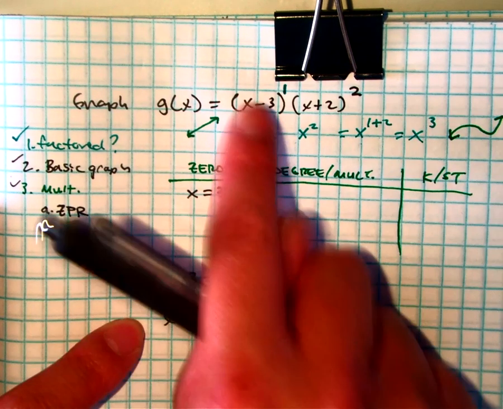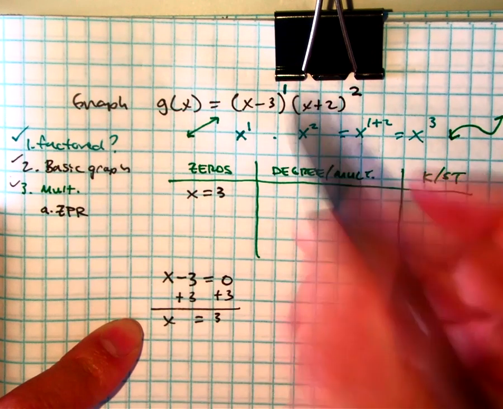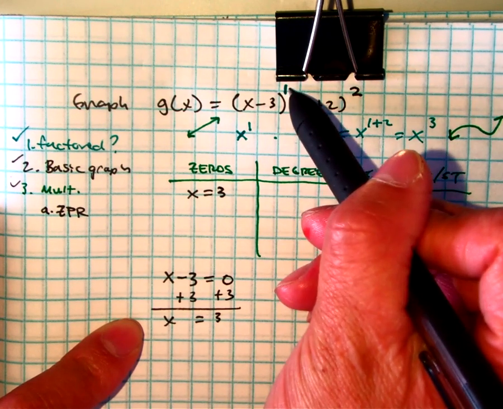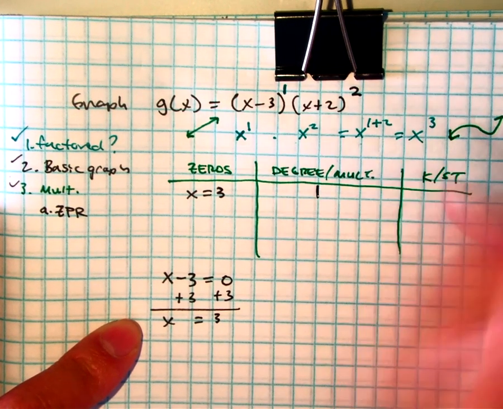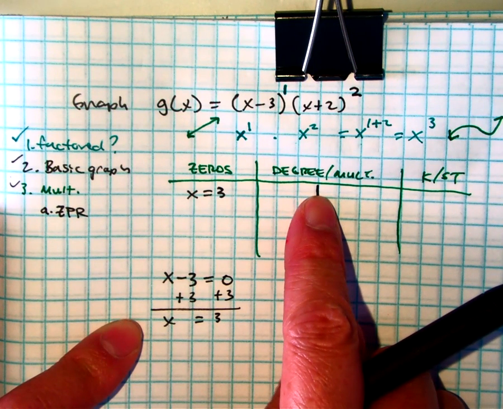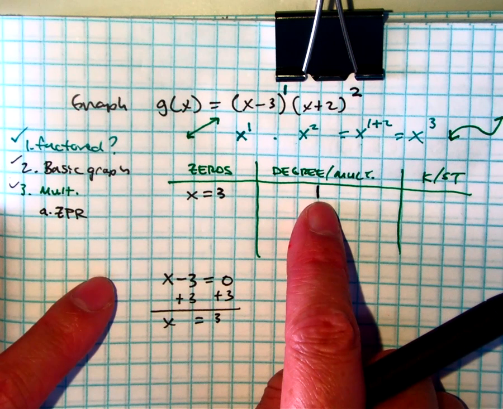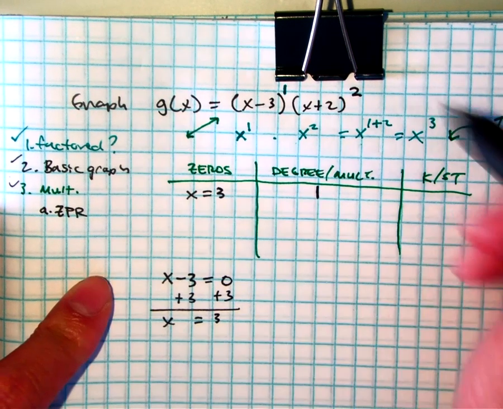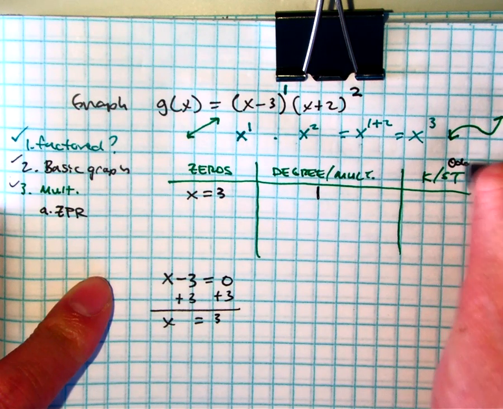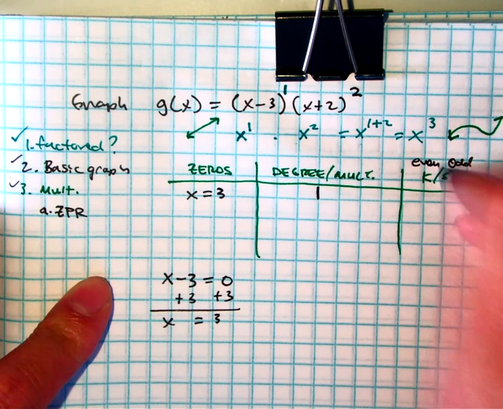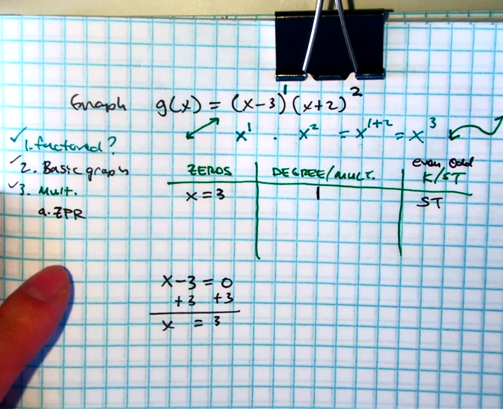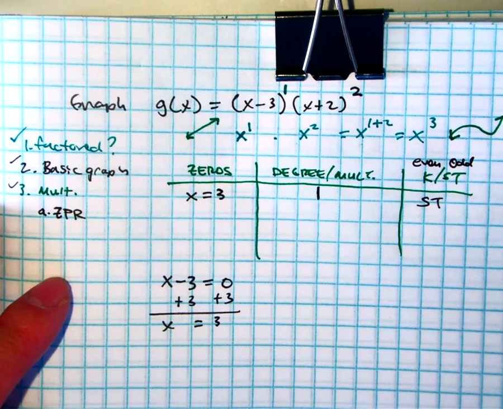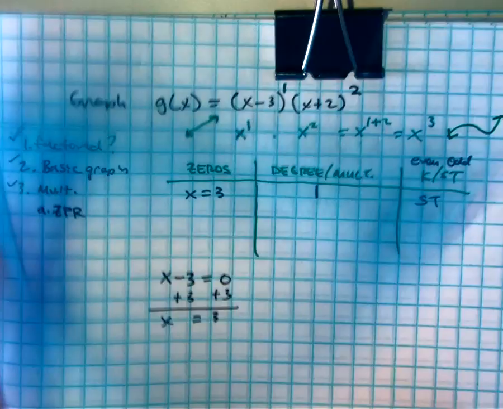Let's look at this right here. Its degree or multiplicity is what? 1. And is 1 an odd or an even? And what do you know about odds? Odds you shoot through. So write ST. Okay, let's look at the other one now.